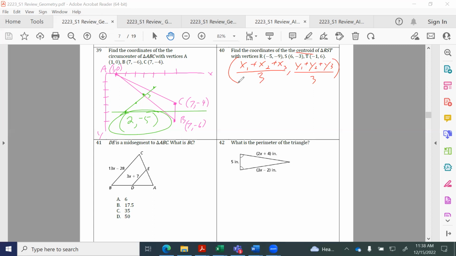So our x values here were -5, positive 6, negative 1. Our y coordinates, negative 9, negative 3, and 6. So for the first one, these all cancel out. That's 0. 0 divided by 3 is 0. These are going to give us, let's see, negative 12 plus 6 is negative 6. Negative 6 divided by 3 is negative 2. Our coordinate is at 0, negative 2.